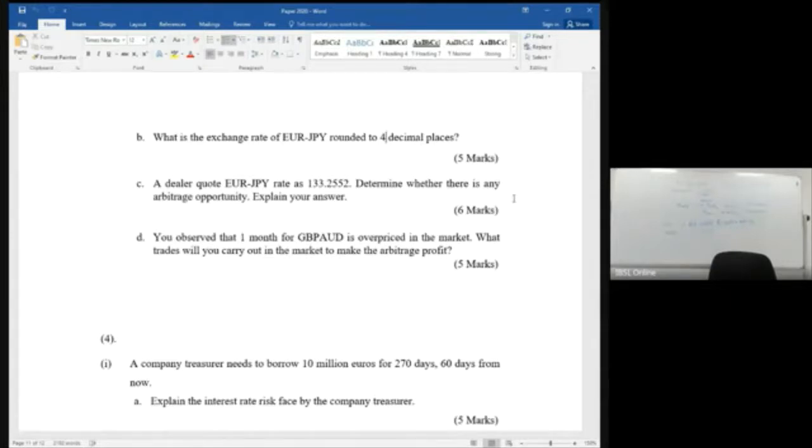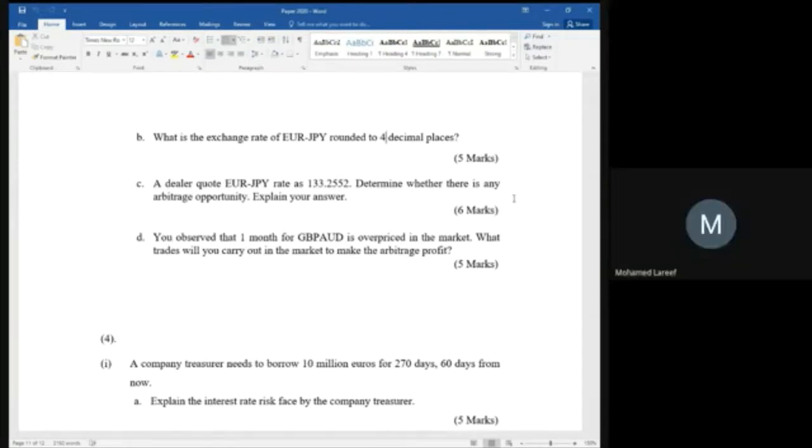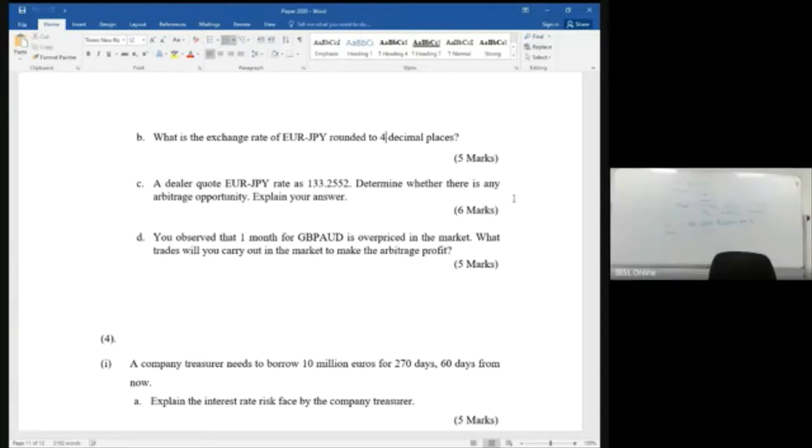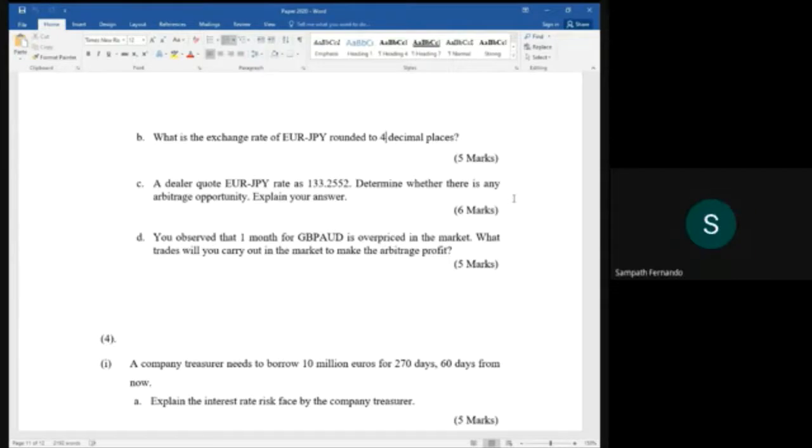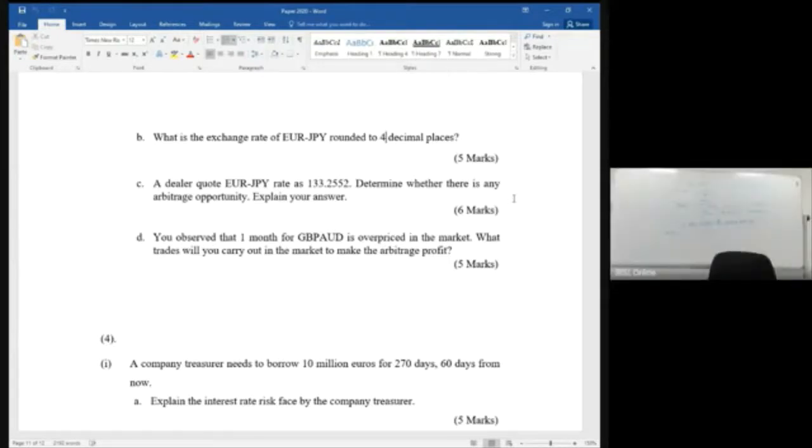The question is whether there is any arbitrage. You can buy and sell. Again, answer the question. Determine whether there is any arbitrage. Yes or no? The answer is yes. There is an arbitrage.